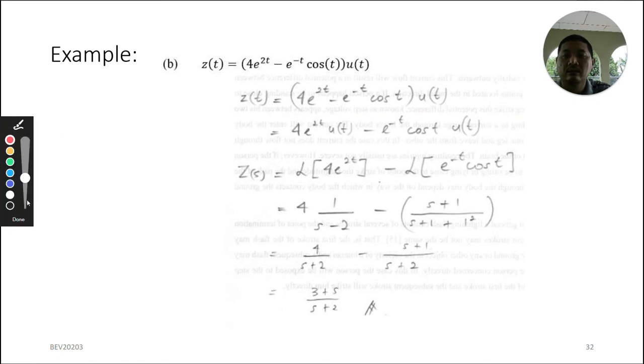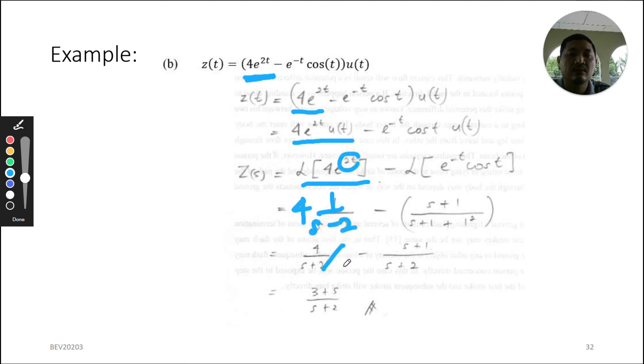Okay, next let's look at this example. z(t), which is 4 exponential 2t minus exponential negative t cos t. Here what we should do is solve this one by one, individually. For 4 exponential 2t, the Laplace transformation of this is simply 4 over s minus 2. This should be straightforward.